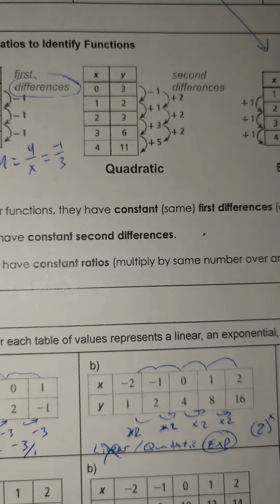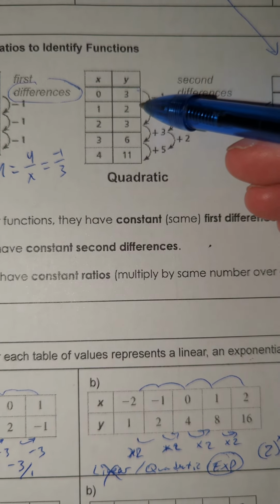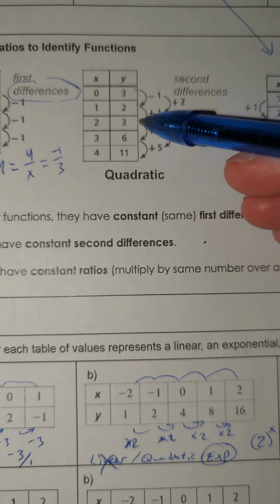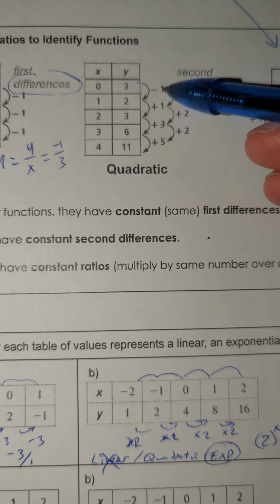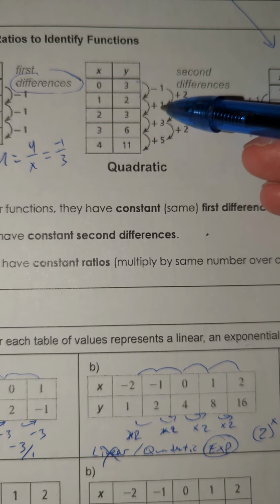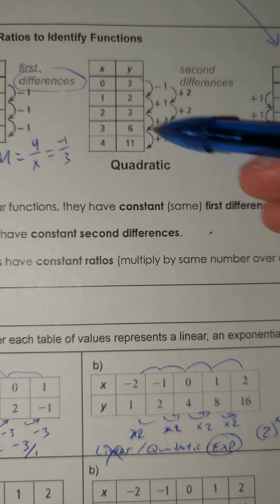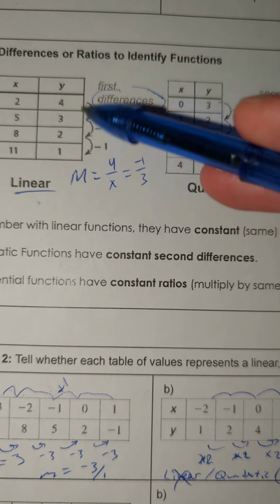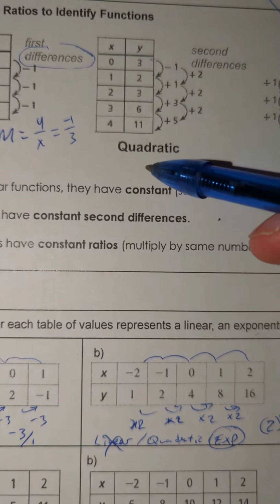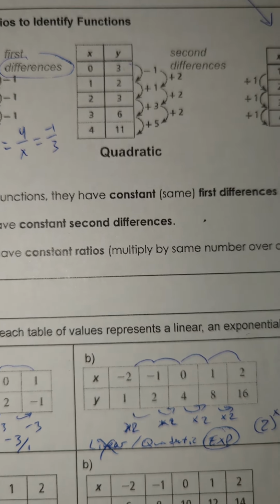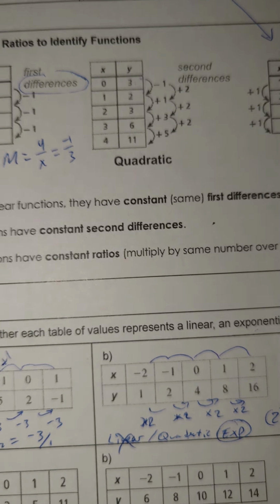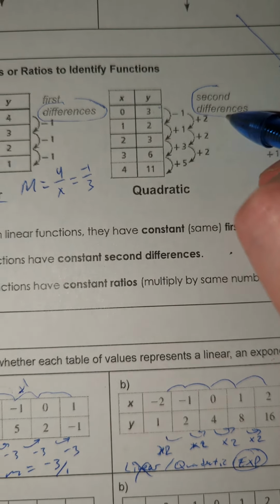Well, what is the difference between my y's? This is going down 1, then it goes up 1, then it goes up 3, and then it goes up 5. That is not consistent at all. -1, plus 1, plus 3, plus 5. There is no common difference, so it's not linear. There's also no good multiplier. But, we say there's a common second difference.